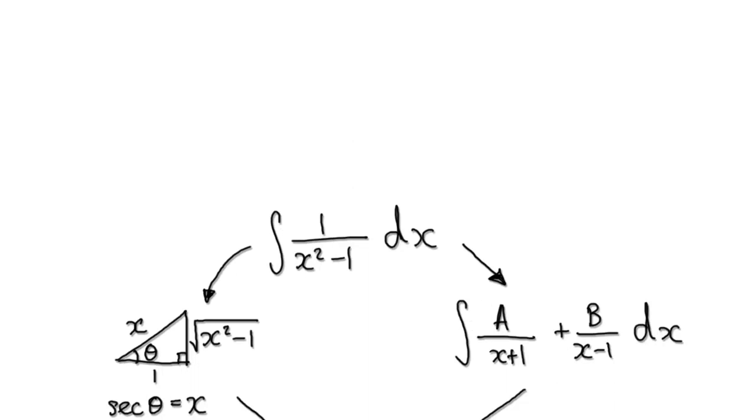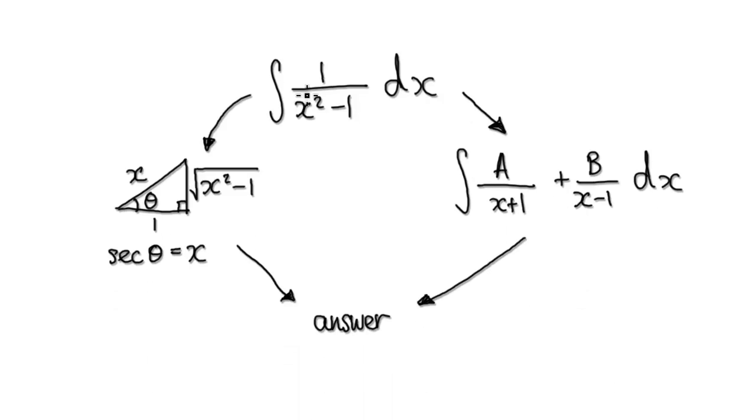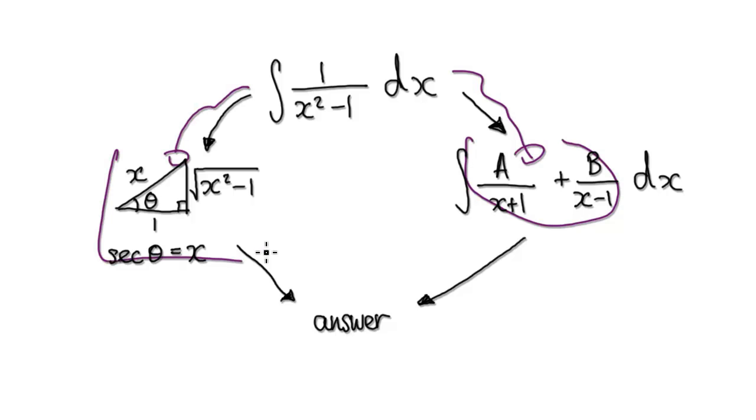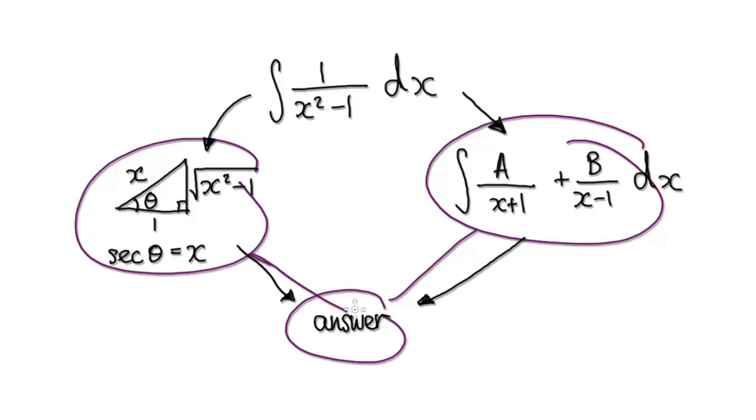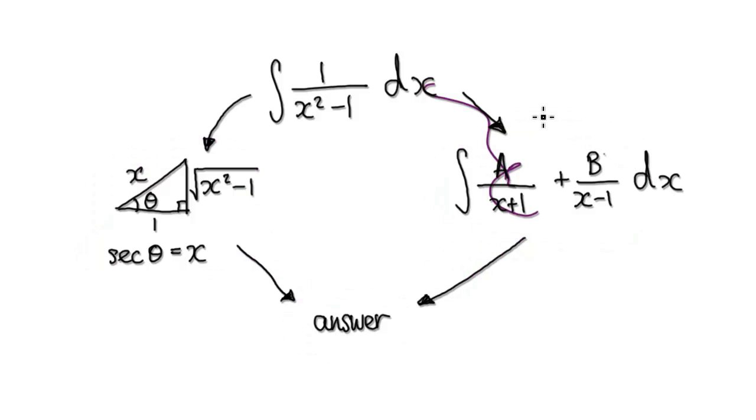In this video and in the next, we are going to integrate this. We're going to do it using the partial fractions method, and then later on we're going to integrate it by using trigonometric substitution. Both should lead us to the same answer. So in this video, we're going to tackle this method. In the next, we will use the other method, but both should lead us to the same answer. So let's try and use this method here.